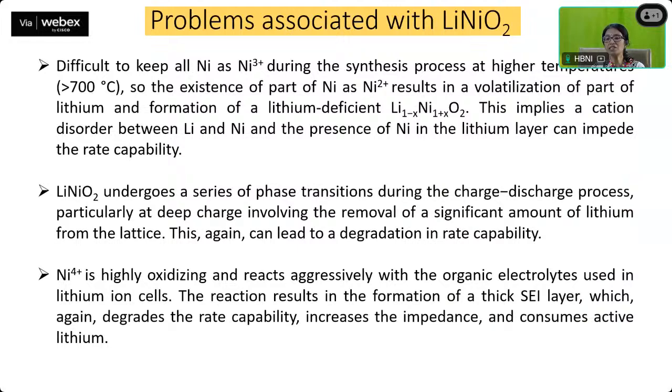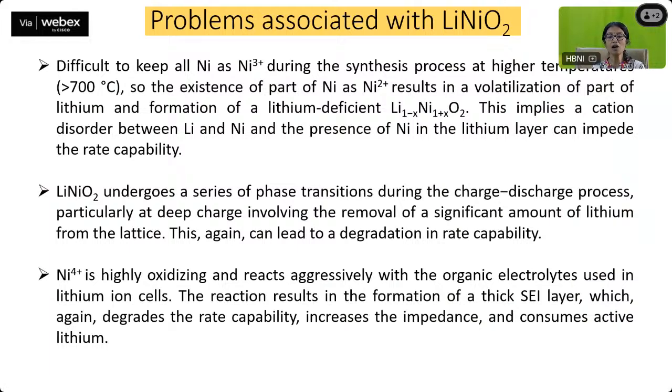So you keep on increasing the amount of nickel in these NMC cathodes. What is the problem? If I have to increase the amount of nickel and that helps, then why don't I use only LiNiO2 instead of LiCoO2? The problem is that it is difficult to keep all nickel as nickel 3+ during the synthesis process at high temperatures, and you need a high temperature to synthesize.